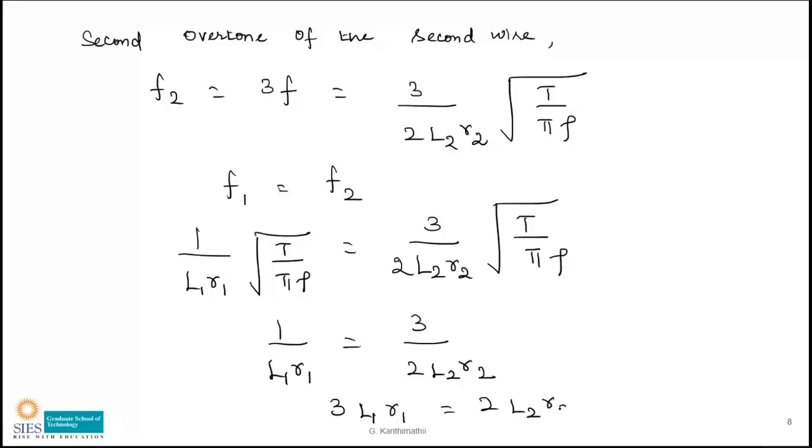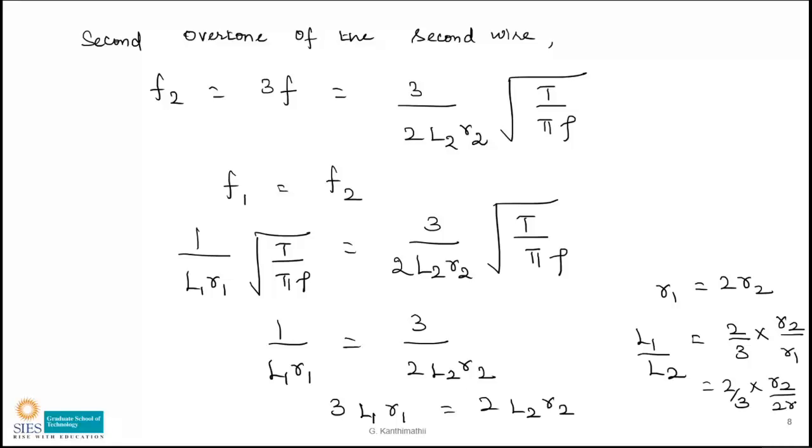It has also been mentioned that R1 is equal to 2R2. So let's substitute this here. So now this would become L1 by L2 is nothing but 2 by 3 into R2 by R1, where for R1 I am going to substitute 2R2. So this 2 would get cancelled, R2 would get cancelled. So the ratio of the length L1 by L2 is actually 1 by 3. So the correct option is 1 by 3.